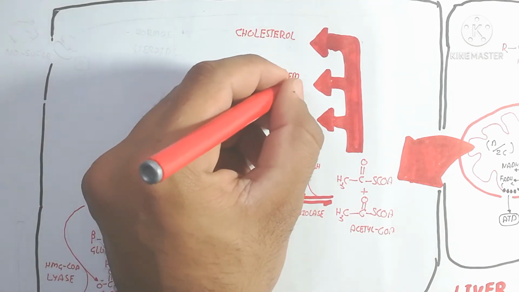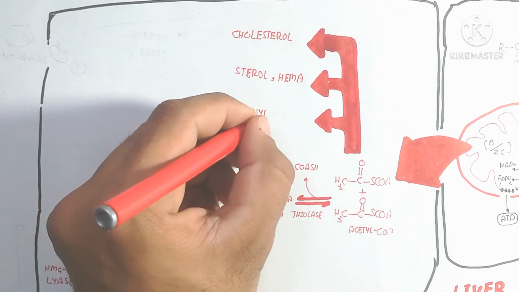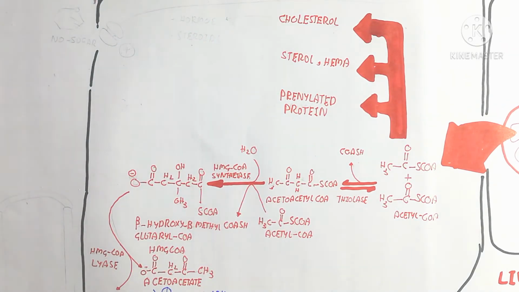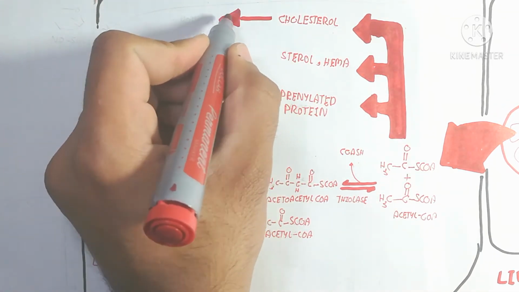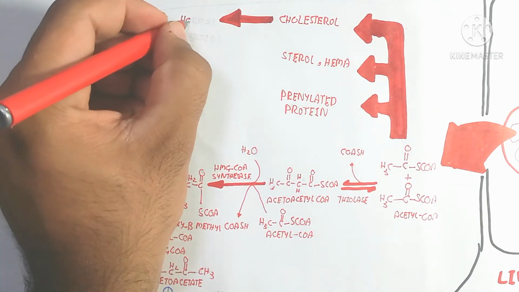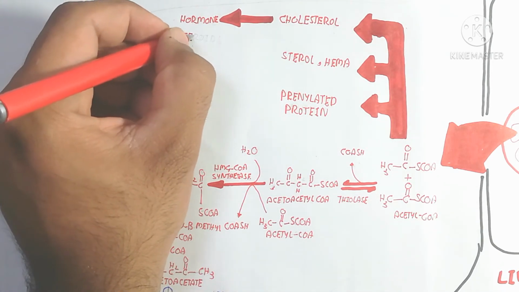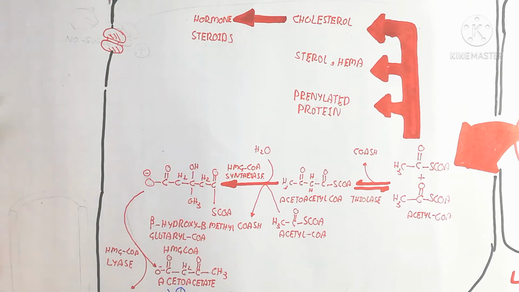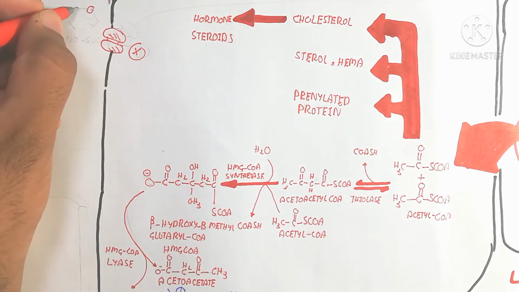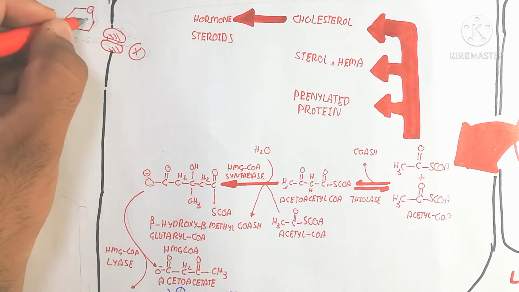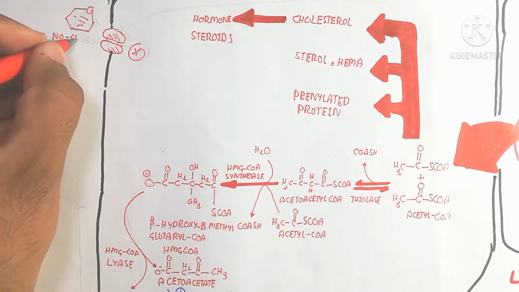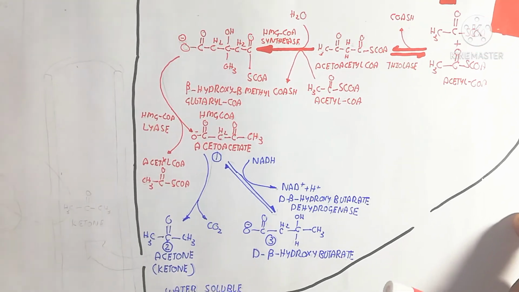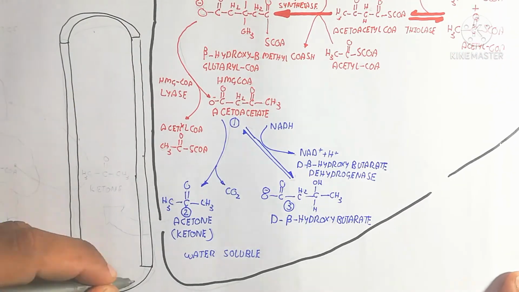Also, acetyl-CoA will convert into cholesterol, sterols, heme A, and prenylated proteins. That is also important to produce steroid hormones, for example estrogen, testosterone, and progesterone. These are all sex hormones, known as steroids. In addition, the hormone cortisol is also produced from cholesterol. Cholesterol is also used in the plasma membrane as a barrier. So cholesterol is important.